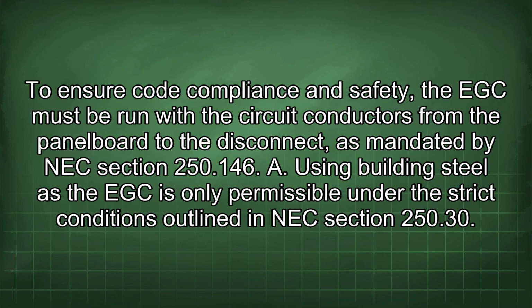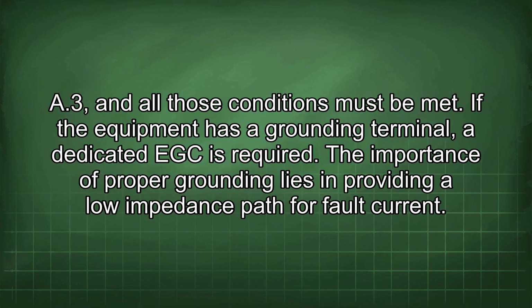To ensure code compliance and safety, the EGC must be run with the circuit conductors from the panelboard to the disconnect, as mandated by NEC section 250.146. Using building steel as the EGC is only permissible under the strict conditions outlined in NEC section 250.30(A)(3), and all those conditions must be met. If the equipment has a grounding terminal, a dedicated EGC is required.